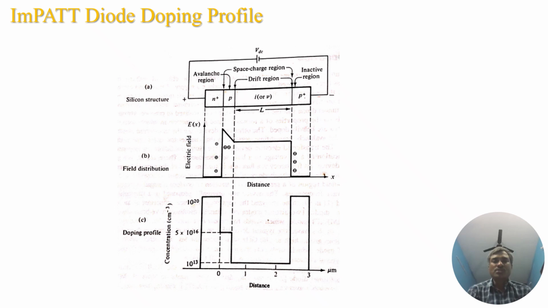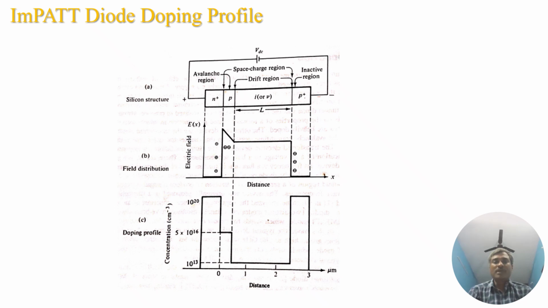Figure A shows the double drift IMPATT diode made up of silicon material. Figure B shows the field distribution and figure C shows the doping profile. When we consider figure A, there are four regions. One is the N plus region, which is heavily doped N type material, and the second one is the moderately doped P region. The third one is the intrinsic semiconductor, or pure form of semiconductor, and the fourth region is the P plus region. It is heavily doped P type material.